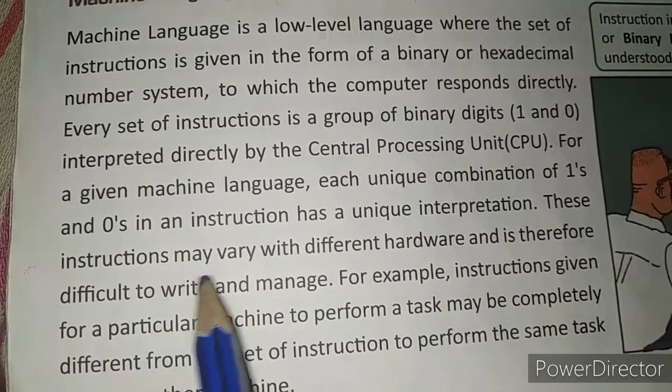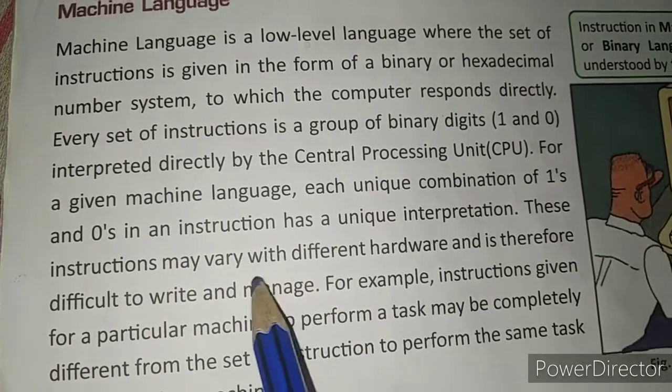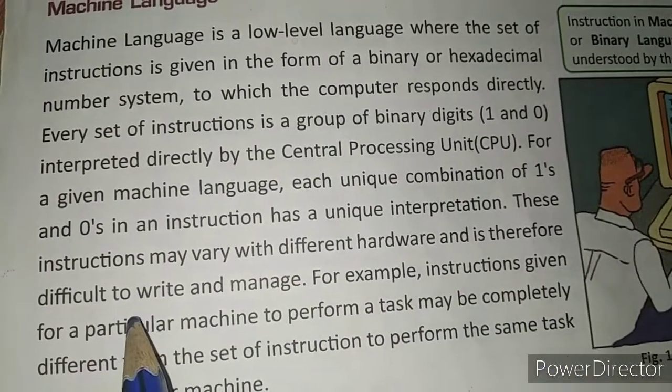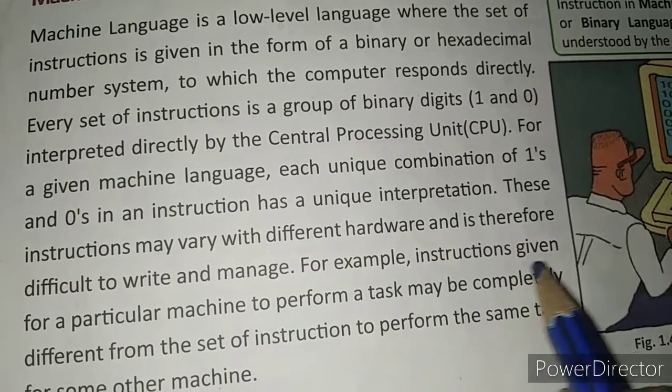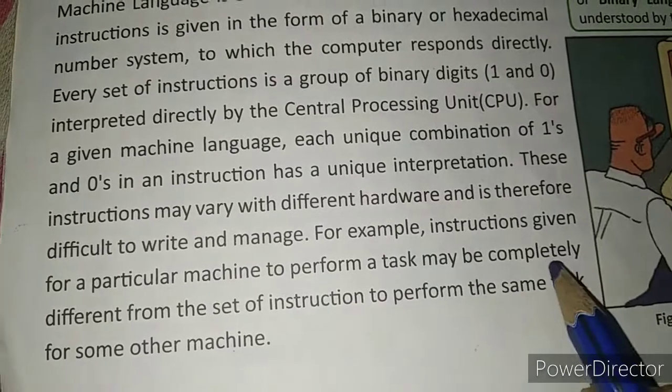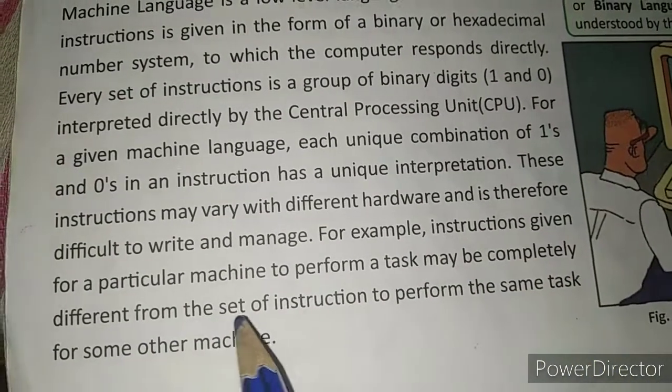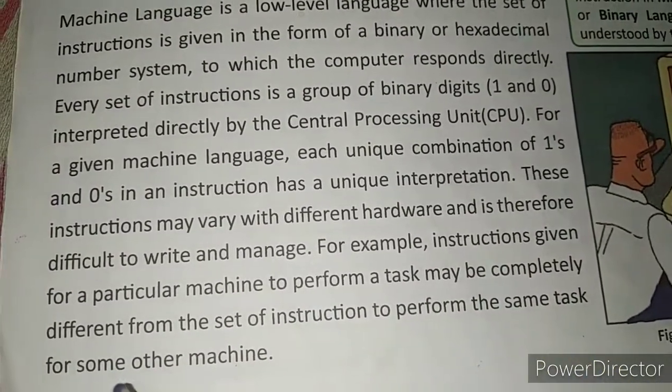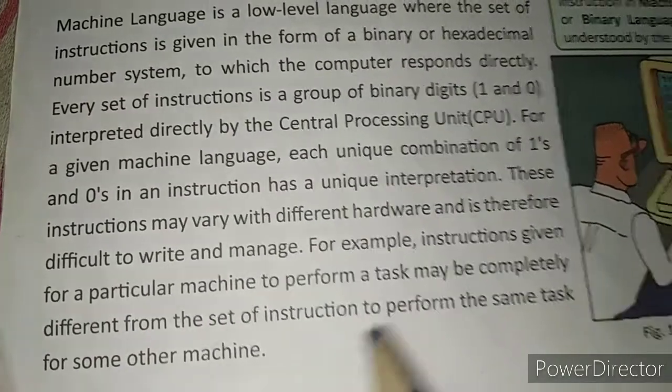For a given machine language, each unique combination of ones and zeros in an instruction has a unique interpretation. These instructions may vary with different hardware and are therefore difficult to write and manage. For example, instructions given for a particular machine to perform a task may be completely different from the set of instructions to perform the same task for some other machine.